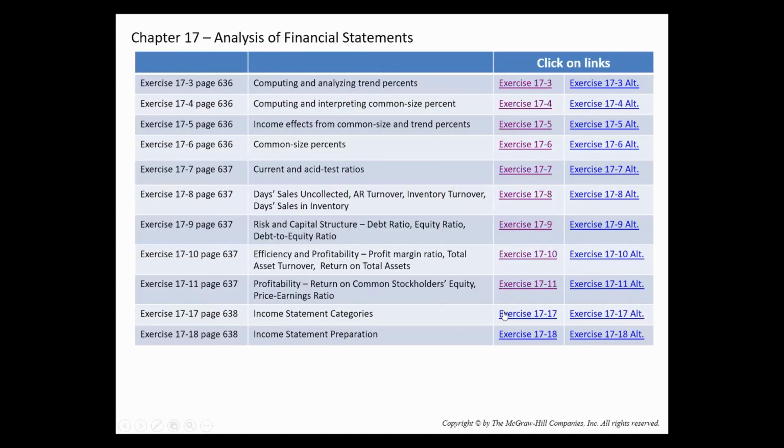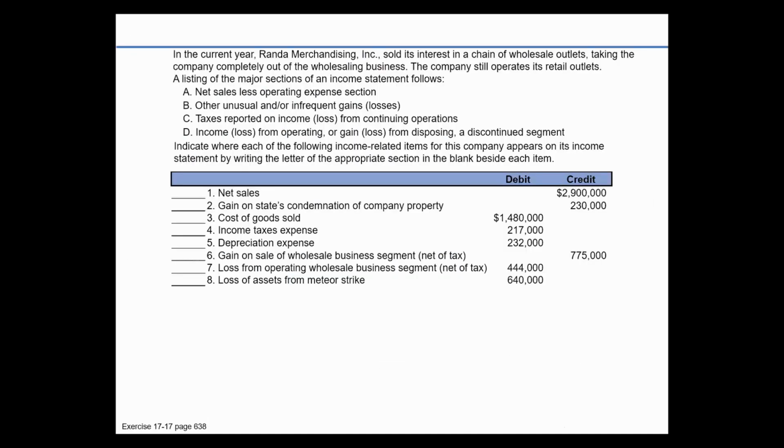Now we're doing the categories for our income statement and figuring out how we would categorize these. In the current year, Random Merchandising Incorporated sold its interest in a chain of wholesale outlets, taking the company completely out of the wholesaling business. So they were doing one thing, they've decided that they no longer want to do wholesaling. They've sold all interest in the chain of wholesale outlets, and they stopped doing that. The company still operates their retail outlets.